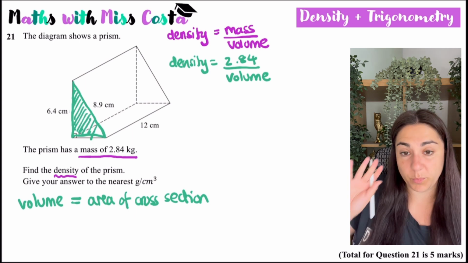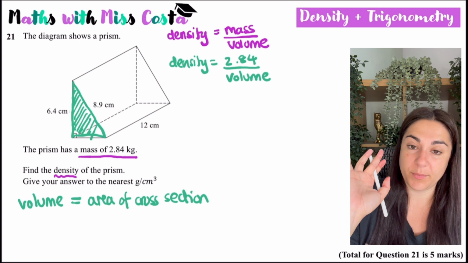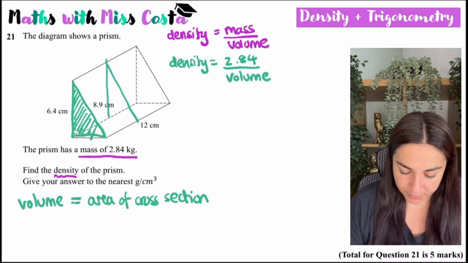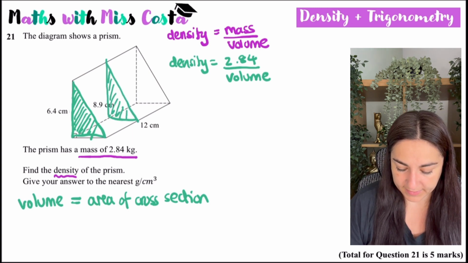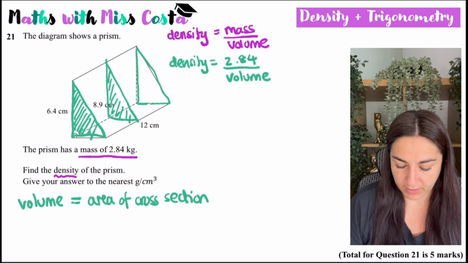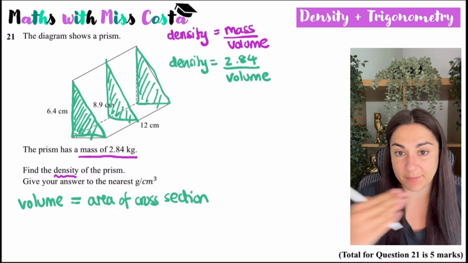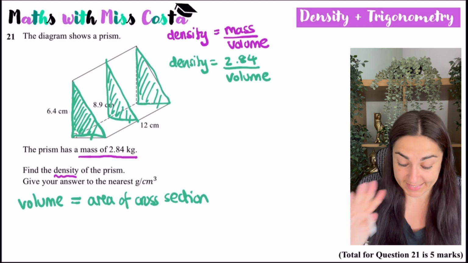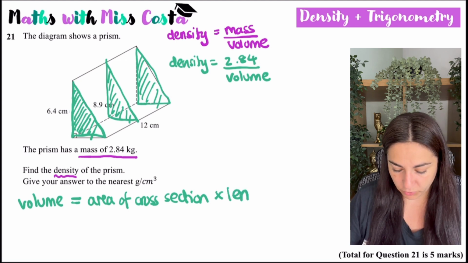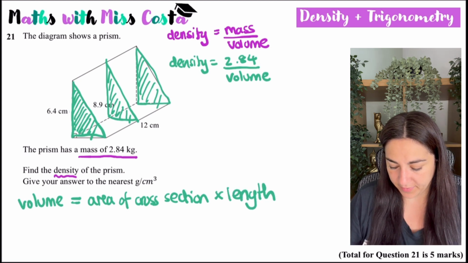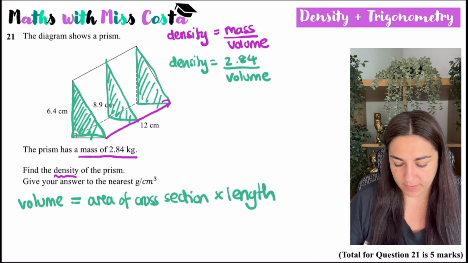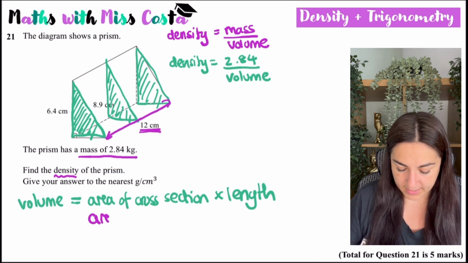It's the bit that if you pushed it through the whole prism, it would look exactly the same. So if I pushed that through over here, I would get the same shape, and if I pushed it through even more over here, it's the same shape. So the cross section is the bit that if you push it backwards and forwards, it stays the same. So area of cross section times by the length. So the length is the bit that you're pushing through, if that makes sense. So that would be here.